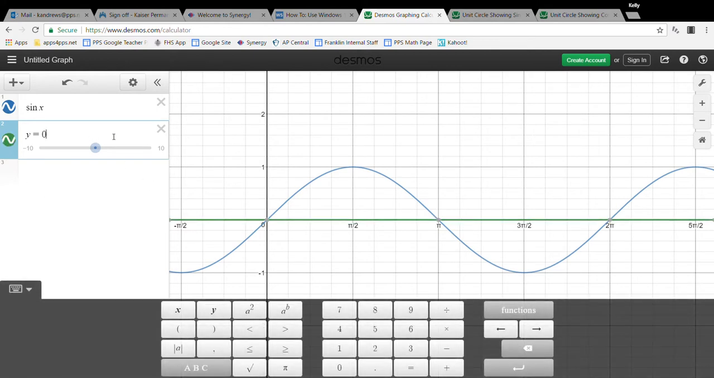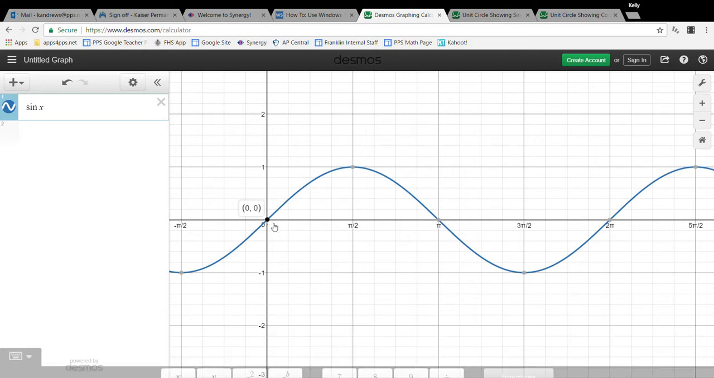Anyway, if I change my k value. So think back to parent graph transformations when I had an a, which changed the stretch factor, an h, which moved my graph left or right, and a k, which moved my graph up or down. We're doing that same thing here. So here's my starting point at 0, 0.